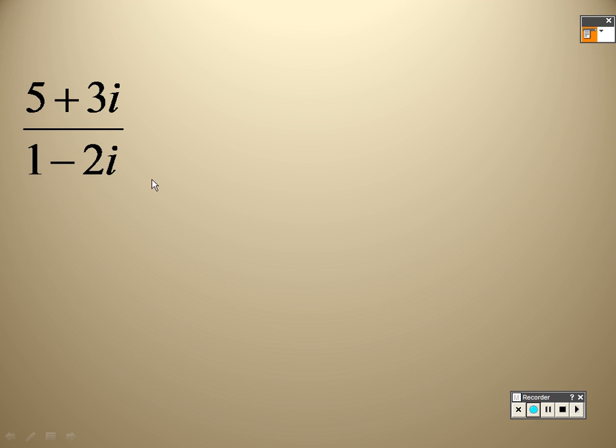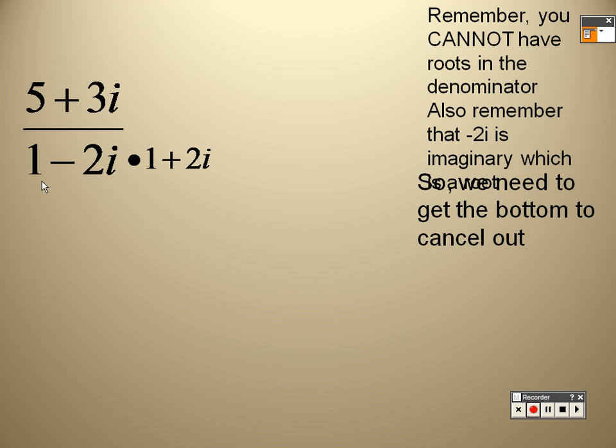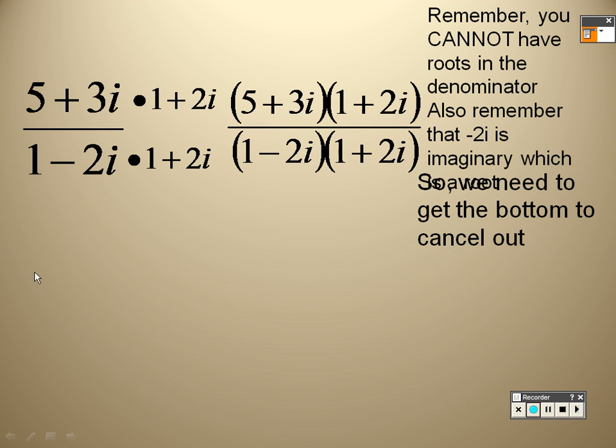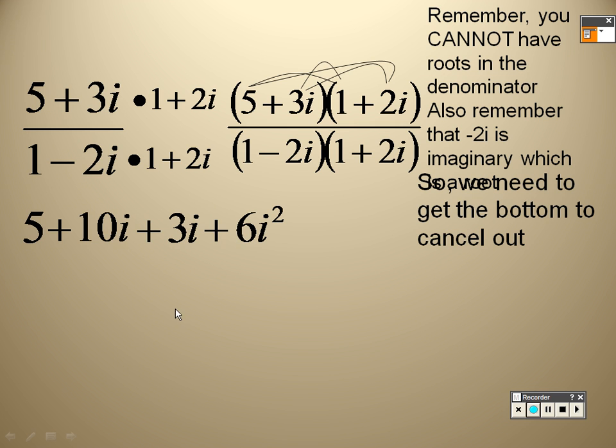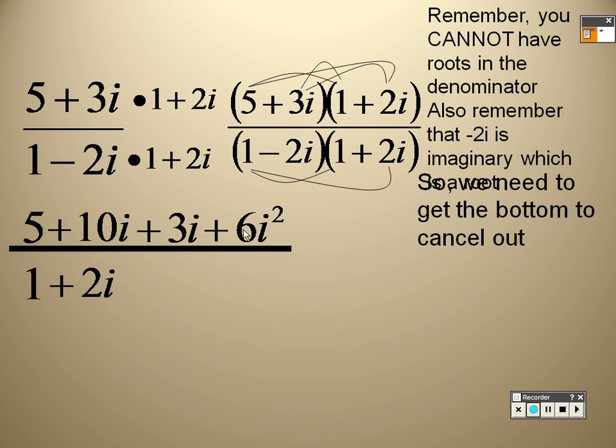And rationalizing the denominators, in this case, we want to find the conjugate. So when we're doing this, I do 1 plus 2i on both the top and the bottom. So this is what it would look like. 5 times 1 is 5. 5 times 2i is positive 10i. 3i times 1 is 3i. And 3i times 2i is 6i squared. On the bottom, 1 times 1 is 1. 1 times 2i is 2i. Negative 2i times 1 is negative 2i. And negative 2i times 2i is negative 4i squared.